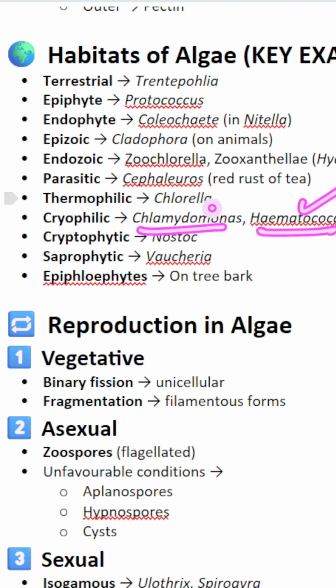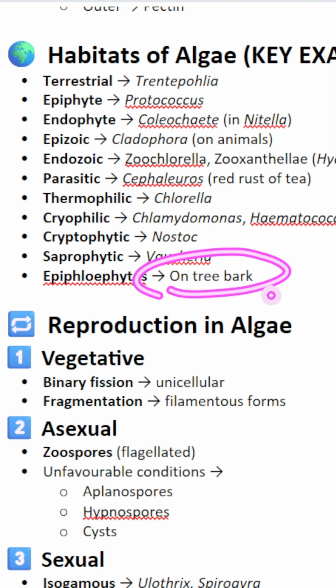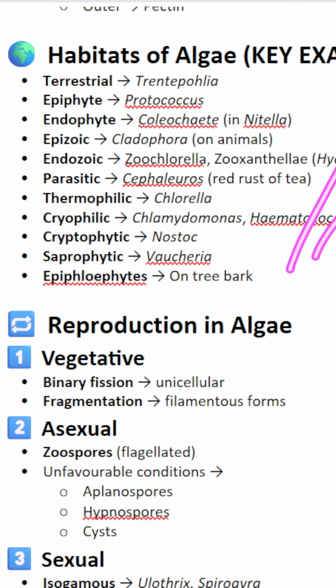There is Chlamydomonas and Haematococcus. Haematococcus is a red alga, Chlamydomonas is a green alga. They are mostly found in snow, so snow-loving algae are called cryophilic. Cryptophilic algae is Nostoc. And saprophytic is Vaucheria. As we all know, saprophytic means they grow on dead organic matter, and epiphytic on tree barks. So this is all about the basic habitat with examples.